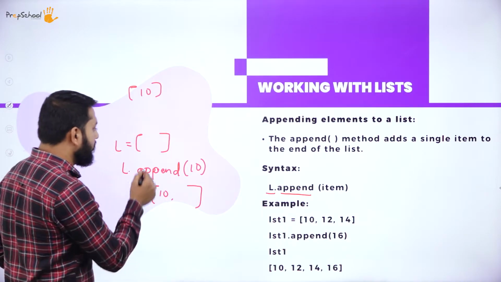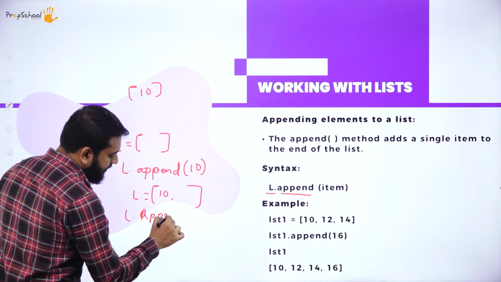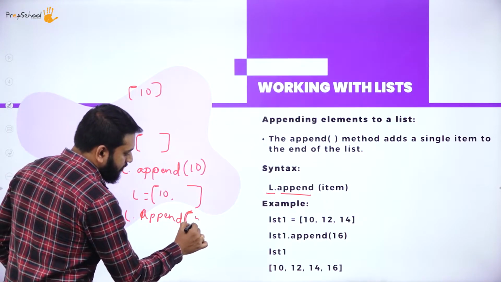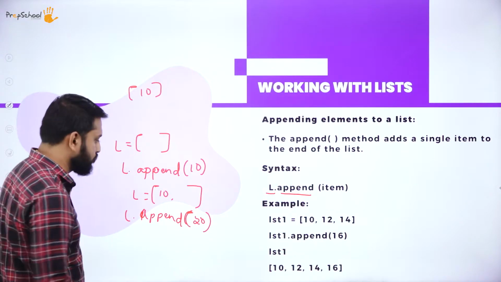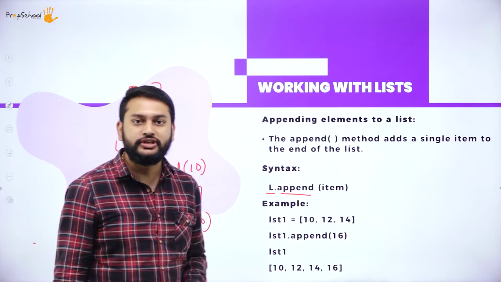Suppose I perform L.append one more time, right? So what will happen? 20 will come here, right? This is how the append operations are working, right?